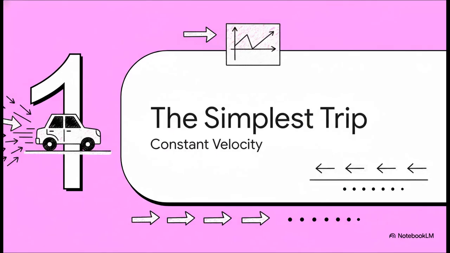Okay, let's ease into this. We'll start with the most straightforward scenario you can possibly imagine: an object just cruising along at a nice, steady, constant velocity. You know this concept inside and out, but let's take a look at what it actually looks like visually.